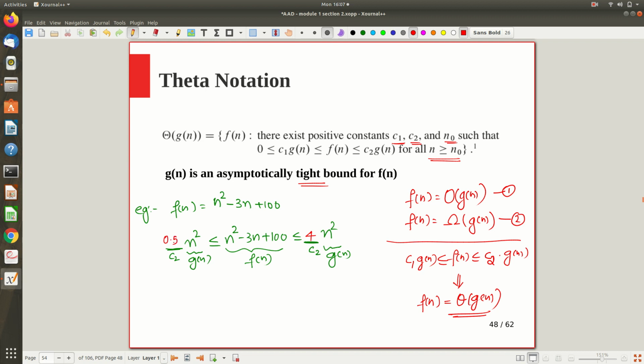Now you have to try the n0 values 1, 2, 3, 4 like that, and you can see that this is going to be true for all n greater than or equal to 6. I already experimented, so you can verify this. Up to 5 it violates the condition; any one of the conditions is violated. From 6 onwards both conditions are true. So n0 I got as 6, c1 as 0.5. When someone asks you this kind of question, this is how you have to do it. Once you get values, it is something like there exist some n0, c1, c2 such that this is true. That is the whole idea.